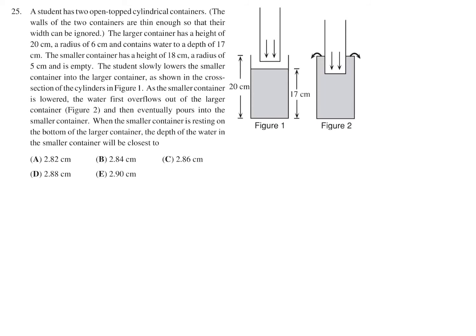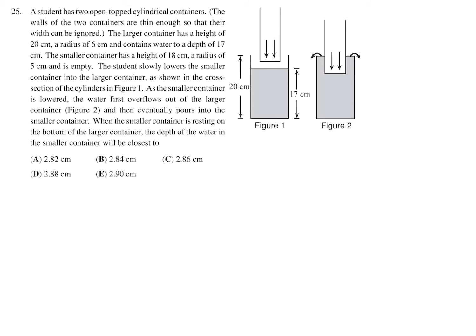The student slowly lowers the smaller container into the larger container as shown in the cross-section of the cylinders in Figure 1. As the smaller container is lowered, the water first overflows over the larger container, Figure 2, and then eventually pours into the smaller container. When the smaller container is resting on the bottom of the larger container, the depth of the water in the smaller container will be closest to.